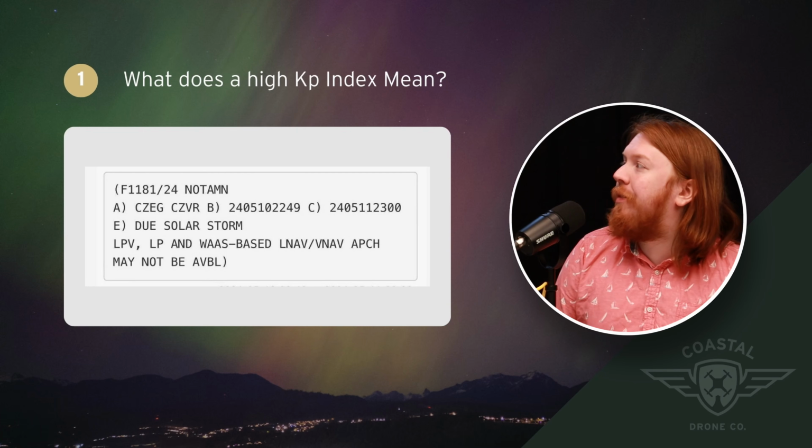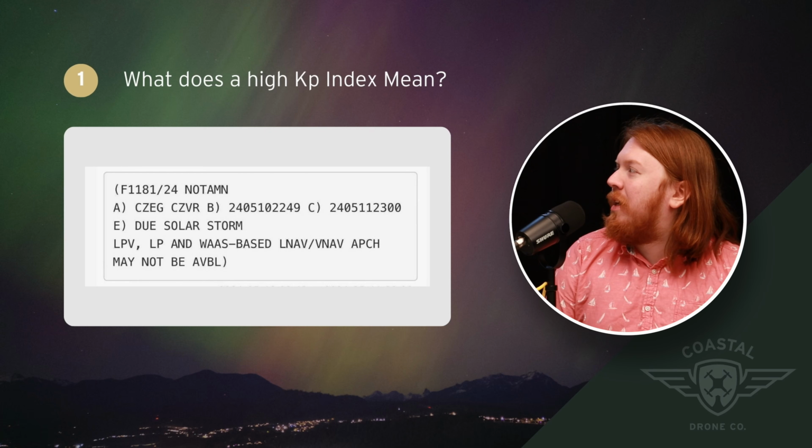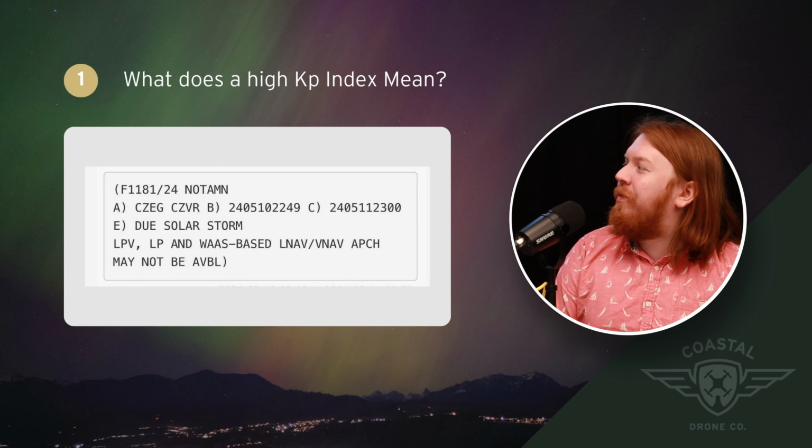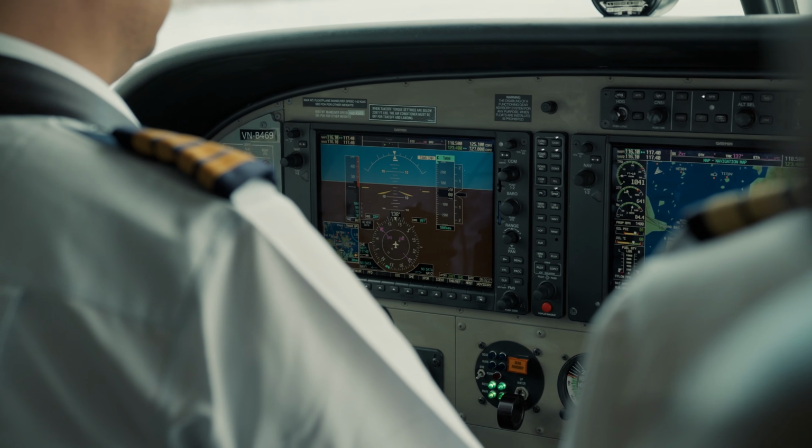This is how some of the high KP index affected us. We got this NOTAM for the Vancouver region: due to the solar storm, LPV, LP, and WAAS-based LNAV and VNAV approaches may not be available. These are GPS approaches for IFR aircraft. They said that they could potentially be unavailable.